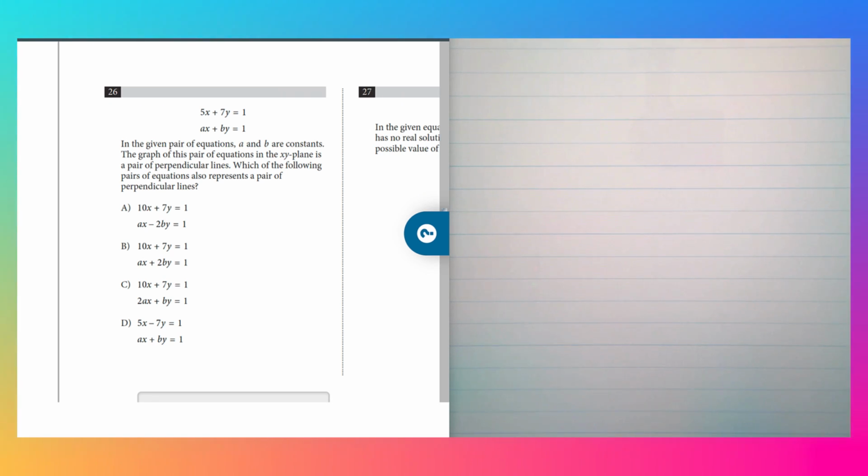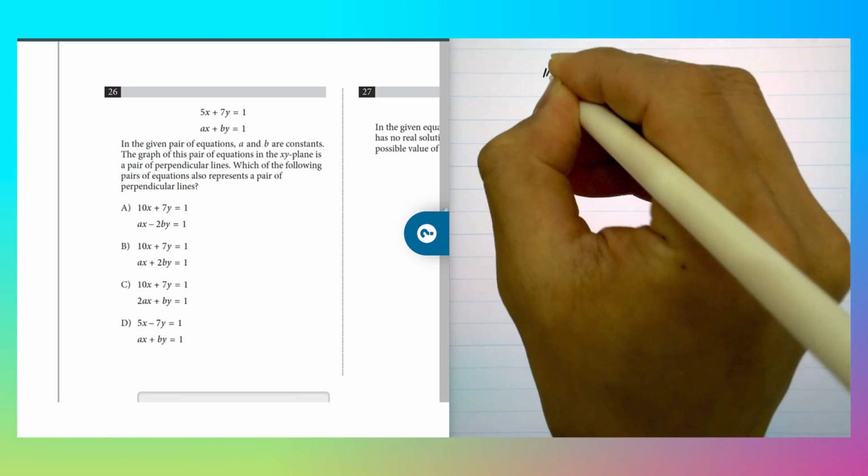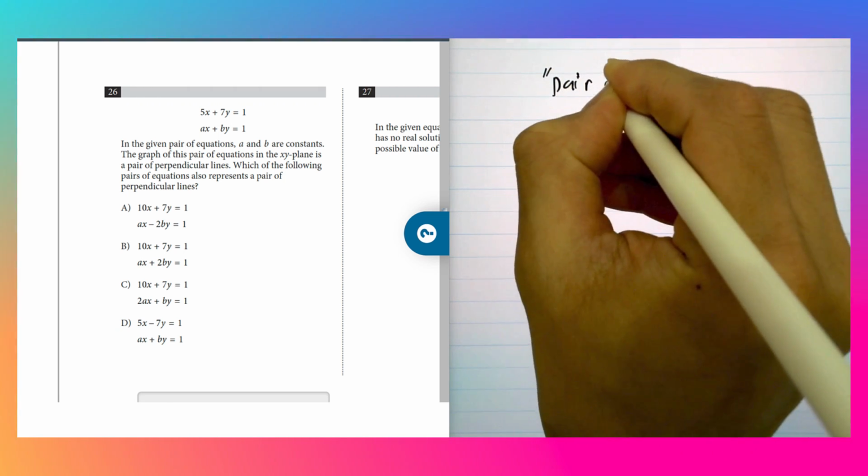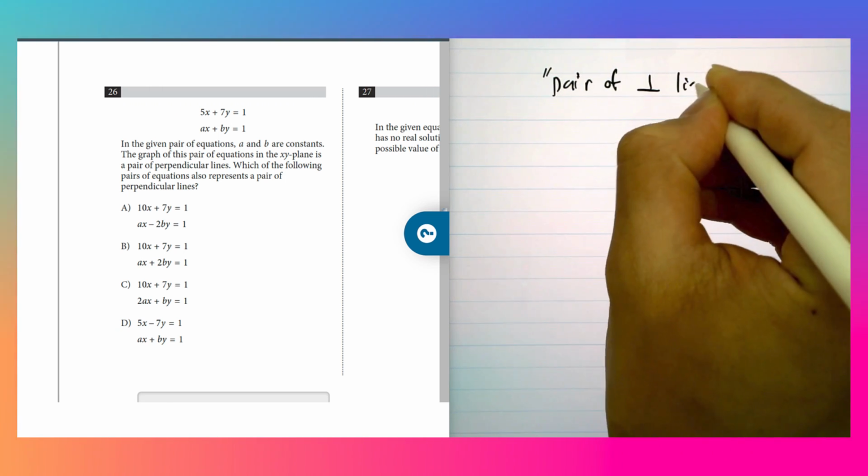Alright, number 26. We have two equations. 5x plus 7y is equal to 1. And another linear equation, ax plus by is equal to 1. In the given pair of equations, a and b are constants. The graph of this pair of equations in the xy plane is a pair of perpendicular lines. It's the keyword, pair of perpendicular lines.